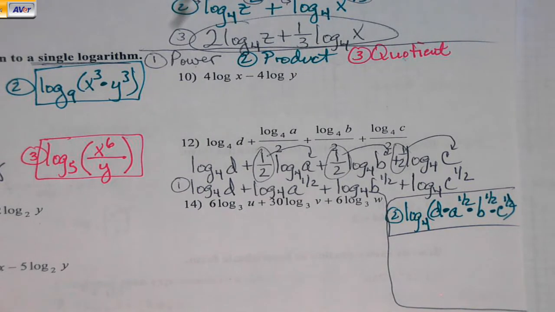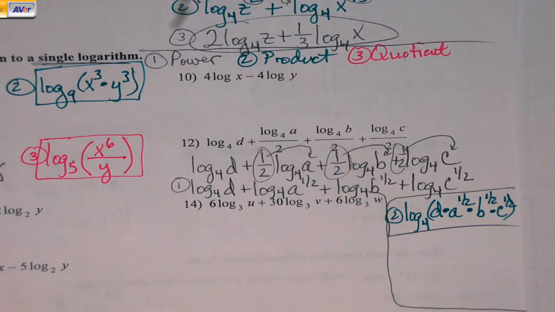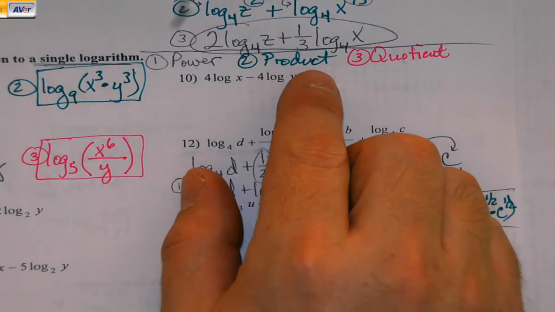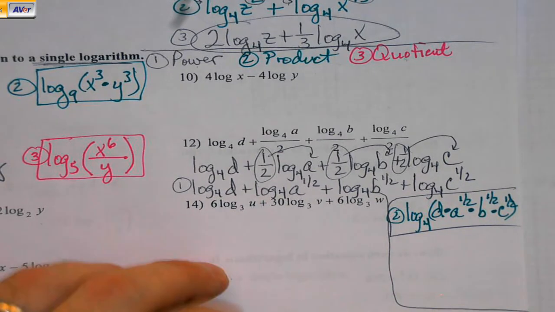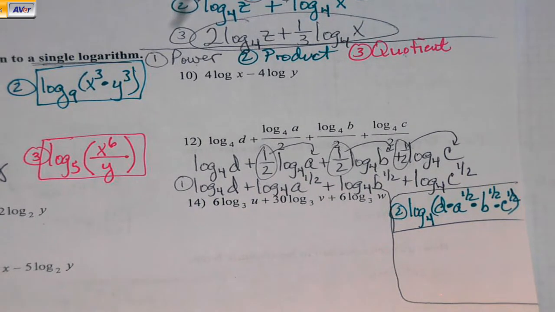Okay, so when we're condensing, power goes coefficient to exponent, just the opposite of what we were doing up above. Product goes plus to times, and quotient goes minus to divide. We roll that out. Okay, that's more of an outline of what we were up to yesterday.